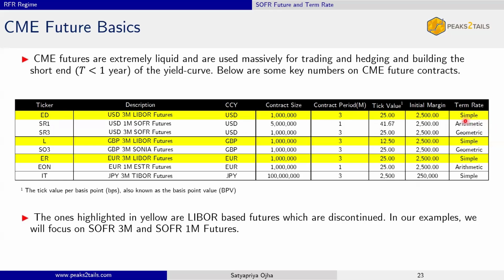And how is the rate calculated? Is it geometric or arithmetic? As I mentioned, geometric is the most popular convention, but arithmetic is used as part of the 1 month future. So the 3 month future uses a geometric rate, and the 1 month future uses an arithmetic rate. All right. How do we calculate the tick values? It's very easy. Let's go here.